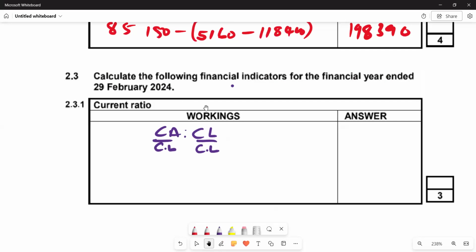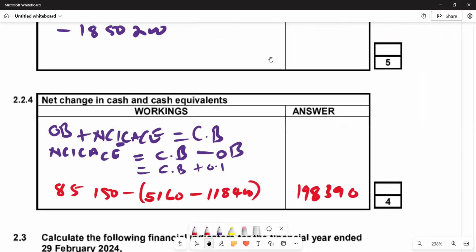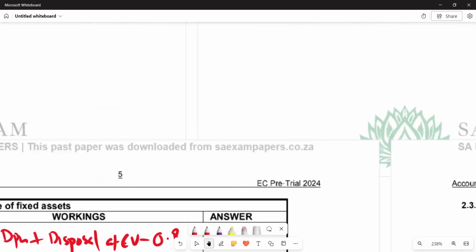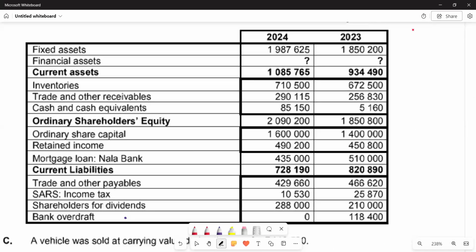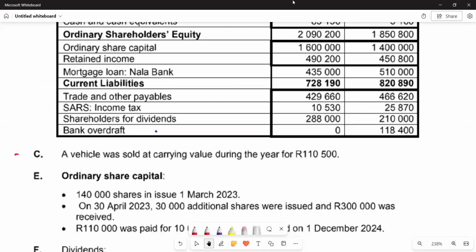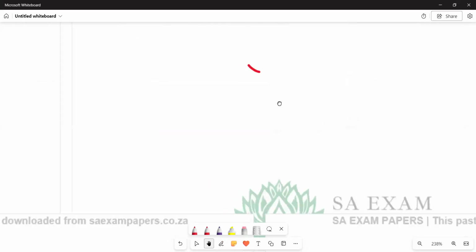So we just go and check in terms of the figures that we have for current assets and current liabilities. The figures that we're going to use are the figures for the current year, 2024. So we are having current assets here is 1,085,765, and then current liabilities we're having is 728,190. So we are just going to use those figures to calculate the current ratio.